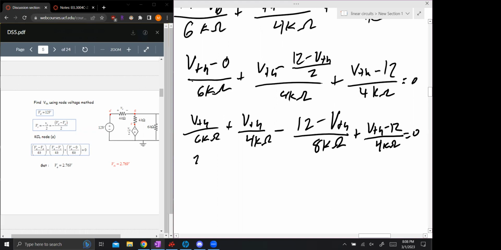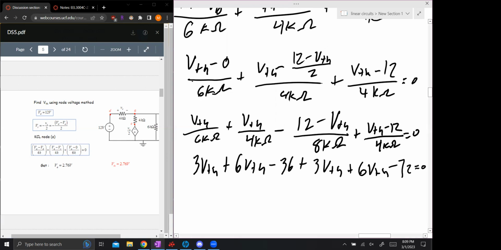So this is going to be 3 V Thevenin, 6 V Thevenin, minus 36 plus 3 V Thevenin. I think that's right. Let's see. Come on. Plus 6 V Thevenin minus, it was 72, right? Yeah, 72.